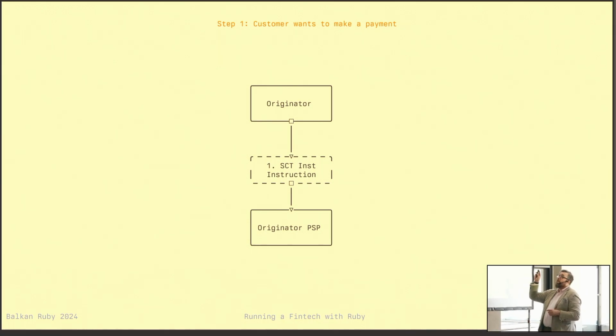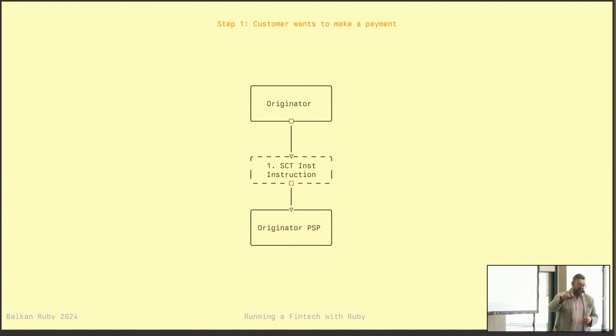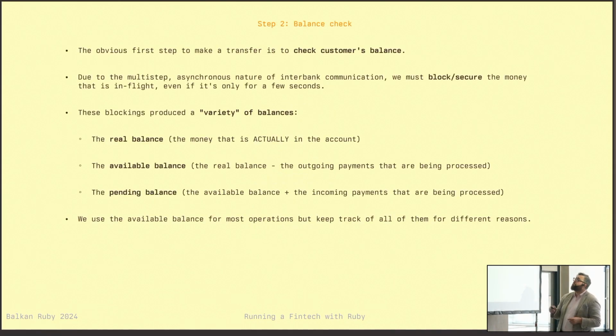So we will have the originator, that is the insurance company, and the originator PSP, that is us. We are going to be moving the money. And there is a first step that is basically telling the PSP, the payment service provider, please do a transfer to this person. Okay? So that is the first step.